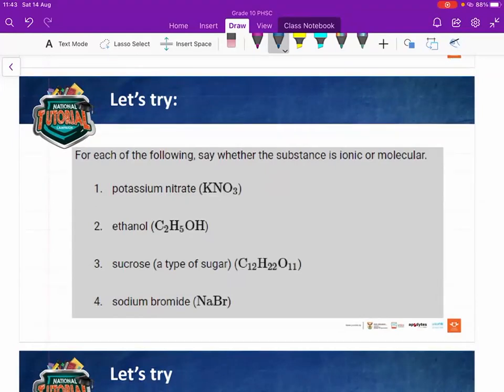Okay, so this is what you really need to do after this section. For each of the following, say whether the substance is ionic or molecular. So potassium nitrate, you need to identify potassium as being a metal and nitrate as a compound ion. It's made up of N and O, so it's a non-metal. Potassium is a metal, nitrate is a non-metal. So therefore it would be ionic, okay? Ionic.